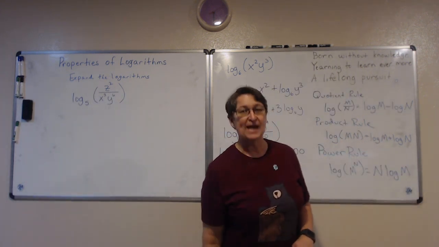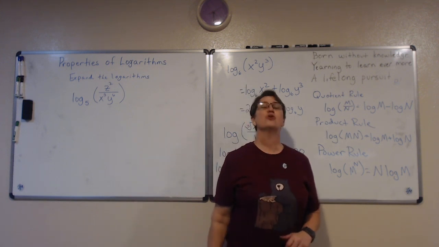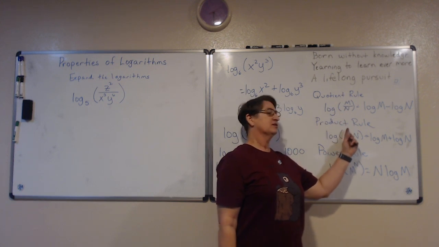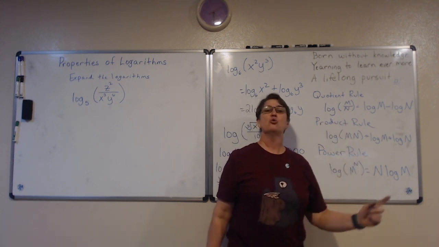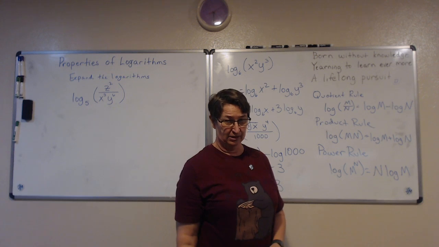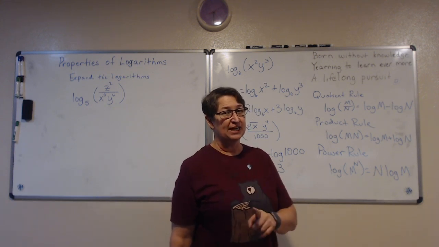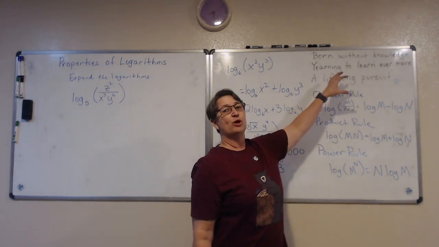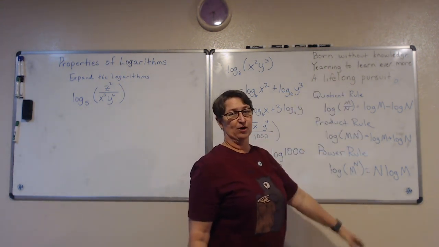When you are expanding, you're going to want to do it in that order. Yes, you're going to want to go quotient, product, and then power. In a minute, we're going to condense, and then we're going to go backwards. But when we're expanding, you're going to want to look in that order.